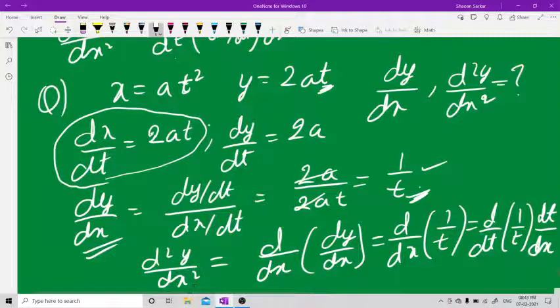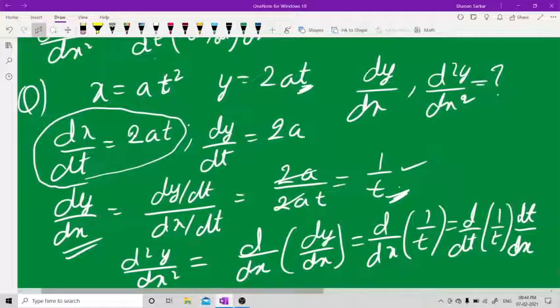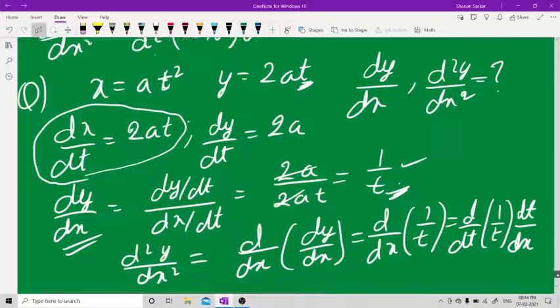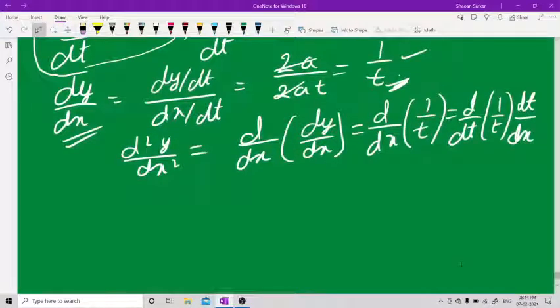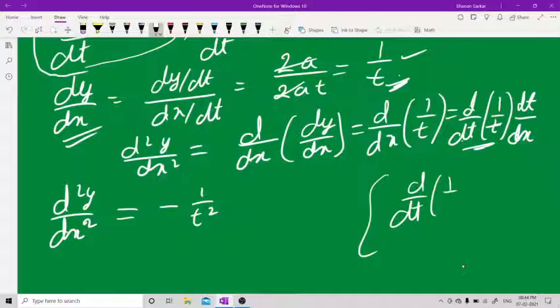Let's see how we do this. Look. Let us do it. Now this is your t. So d2y/dx2 is equal to d/dt of t, what will it be? Minus 1 upon t square. Use the numerator denominator rule. Listen. Look here how it is. d/dt of 1 upon t.